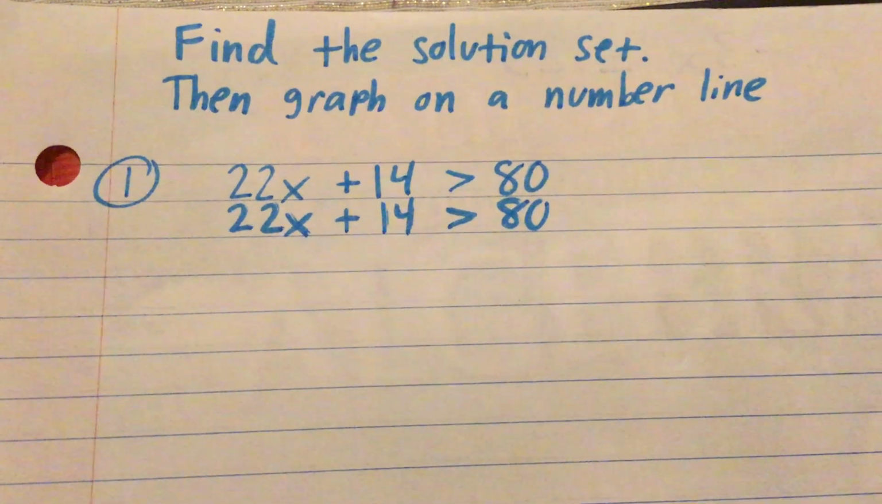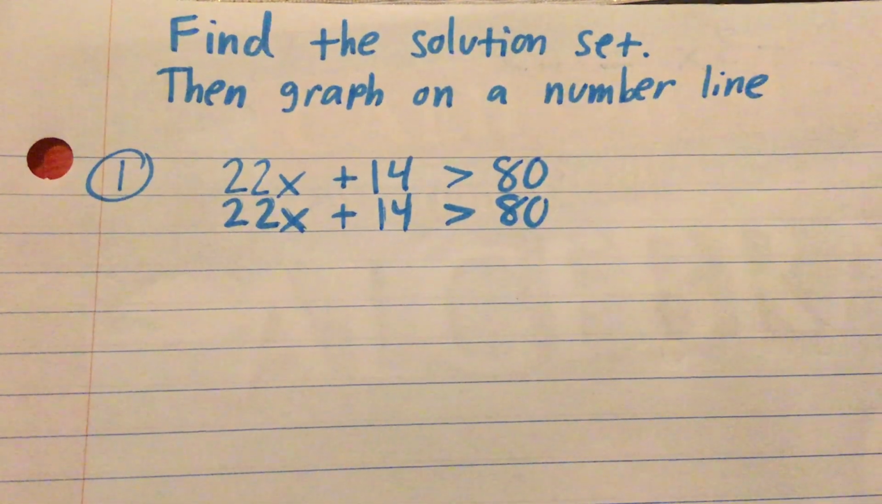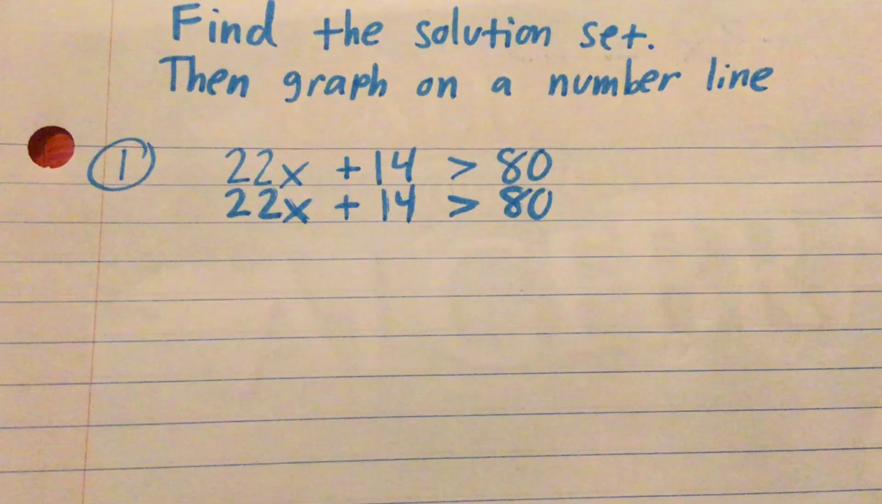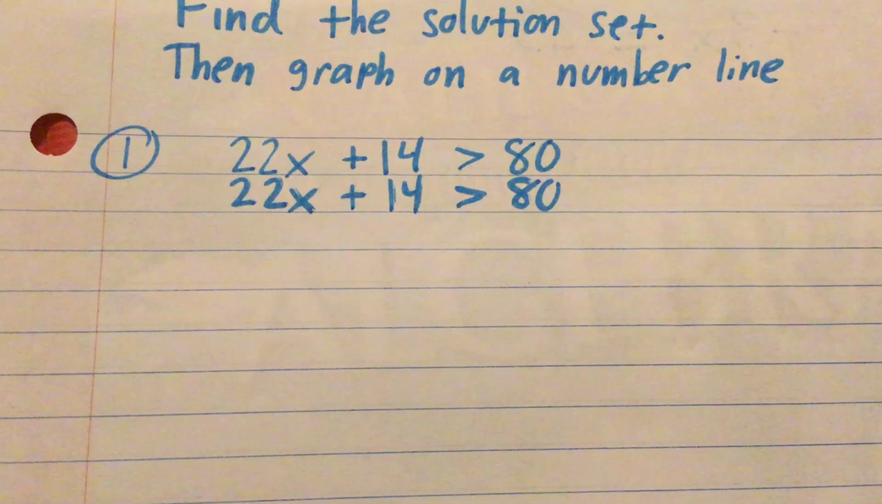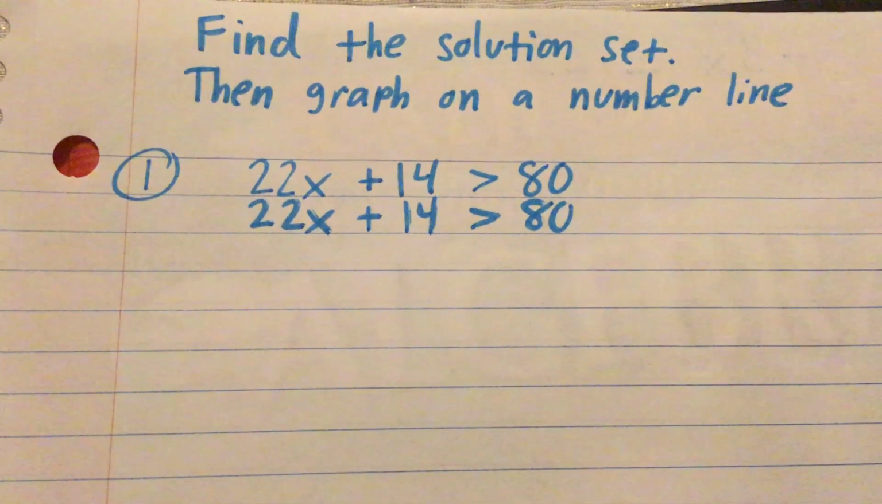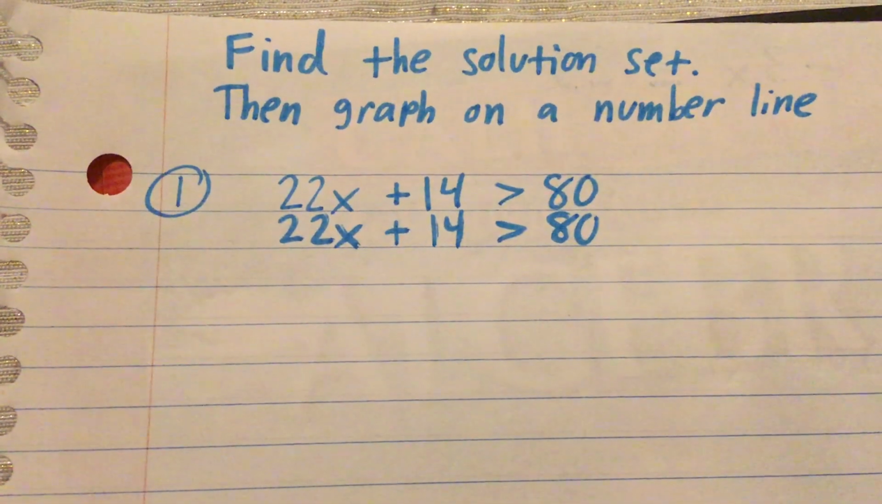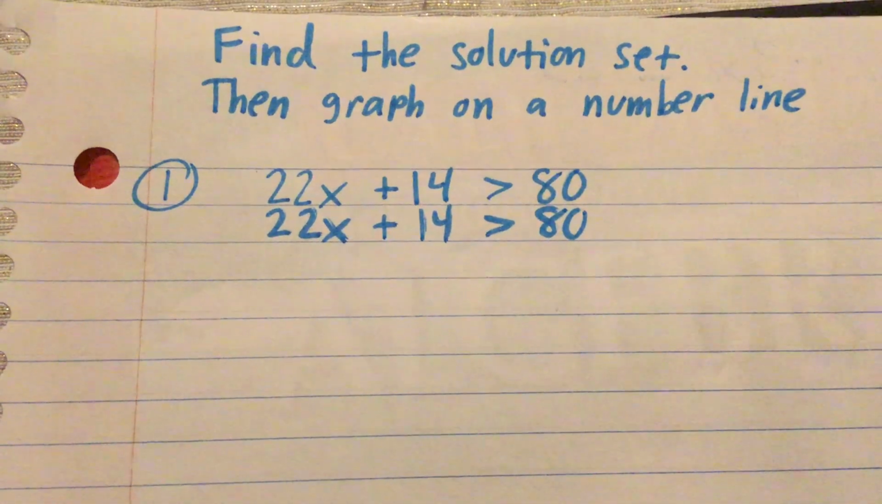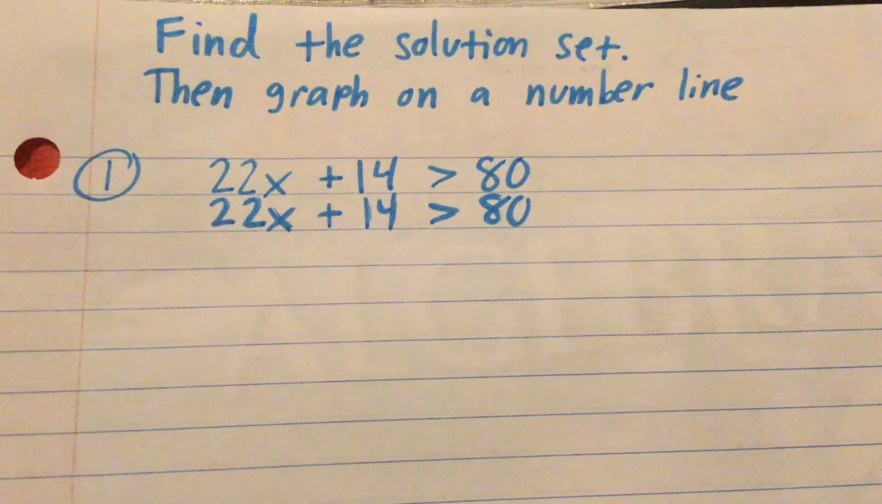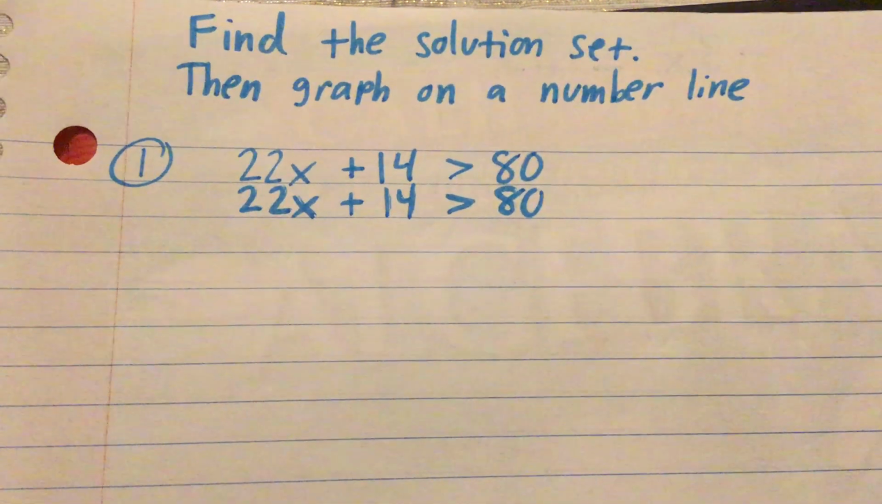All right, solving two-step inequalities. Let's get on to it. 22x plus 14 is greater than 80. So if you want to pause the video and do this independently, go for it. 3, 2, 1. Okay, so we've got 22x plus 14 is greater than 80.